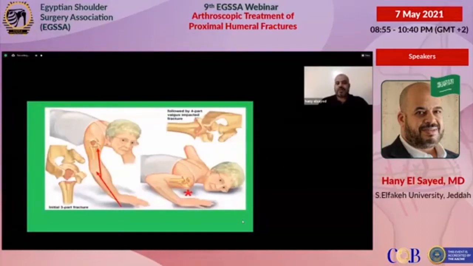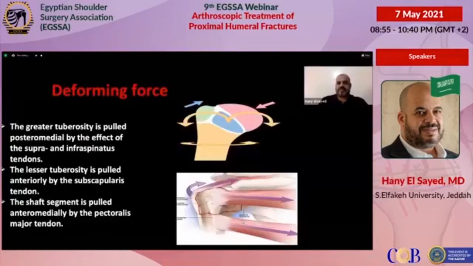The mode of trauma, as we all know, is a fall on the outstretched hand. The deforming forces: the greater tuberosity goes with the supraspinatus and infraspinatus, posterior and medial superior. The lesser tuberosity is pulled by the subscapularis medially, and the shaft is pulled by the pectoralis major medially and anteriorly.